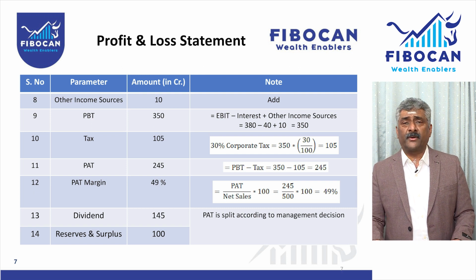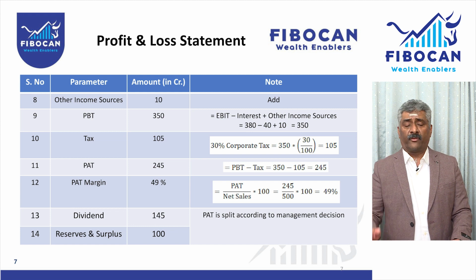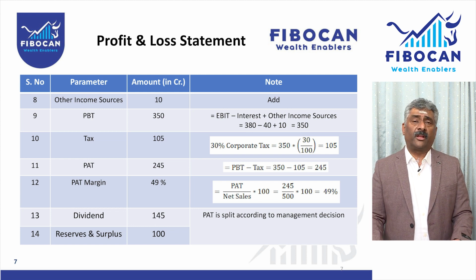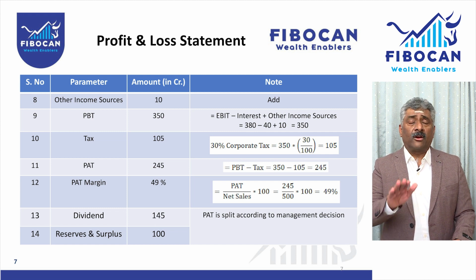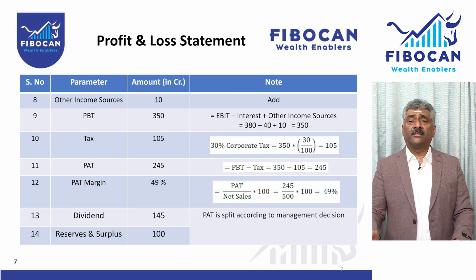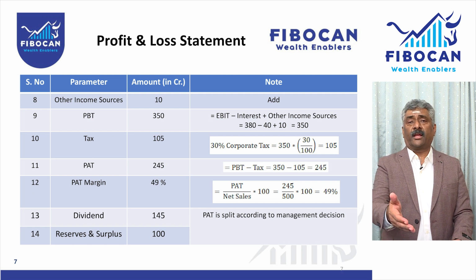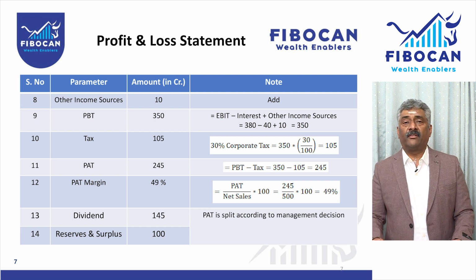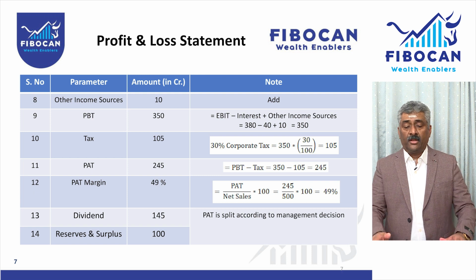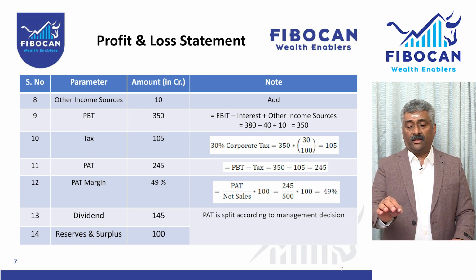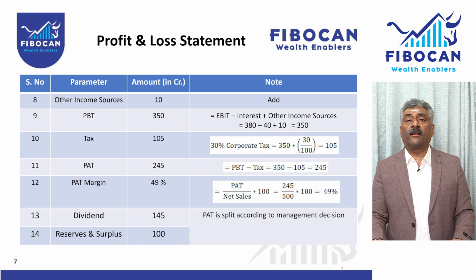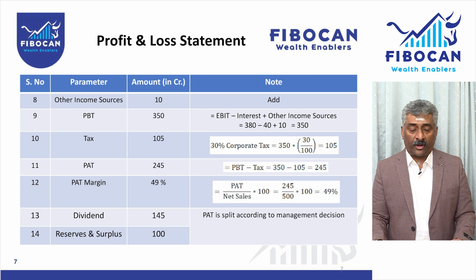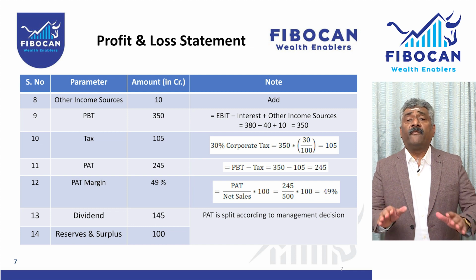We have assumed 30% as corporate tax. Of course, the real rate is less than that now, but we have taken it just for computing purposes. Let's not worry about what percentage of tax there is, because the concept has to be understood. I can change the percentage to whatever the real rate of corporate tax is now. That is not relevant here. What is relevant is the concept. So once you deduct the tax, assuming 30%, it comes to 105 crores. So what we get is PAT. PAT is 245. This is nothing but profit after tax.